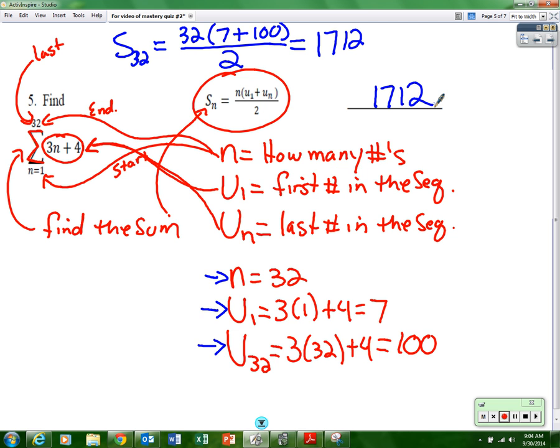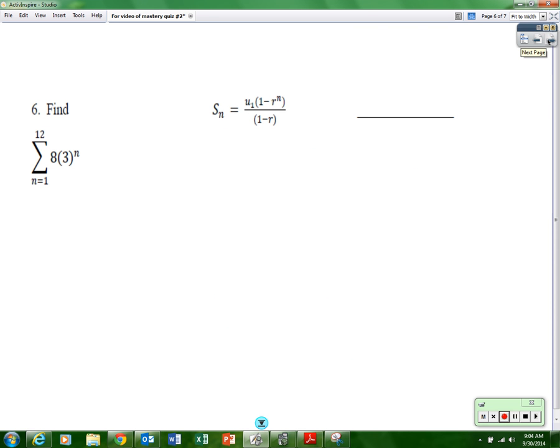Okay, last one. Find the sum. Again, this is sigma for sum. Find the sum from 1 to 12, the first 12 numbers in the sequence. You will notice that the formula looks a little bit different because this is a geometric sequence. So in the formula, you see the first thing is U sub 1. Well, again, that stands for the first number in the sequence.